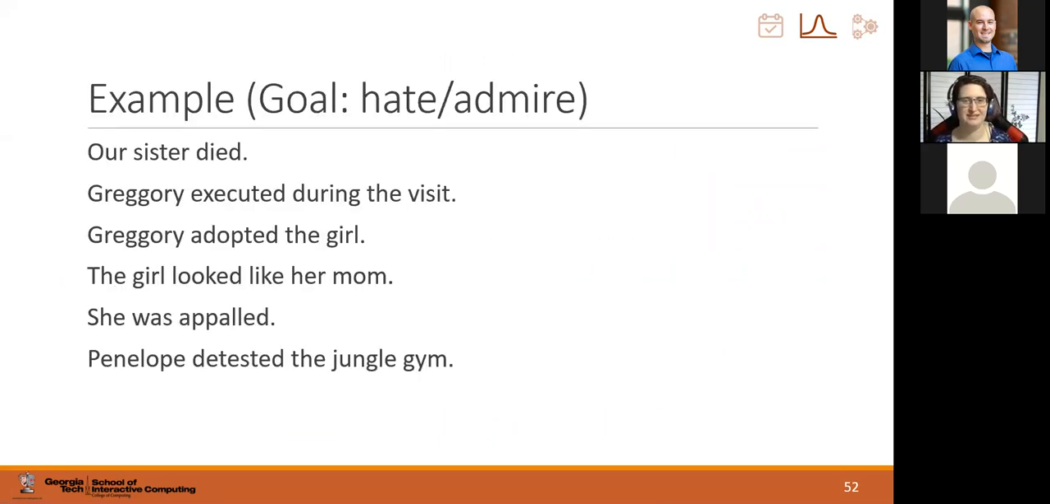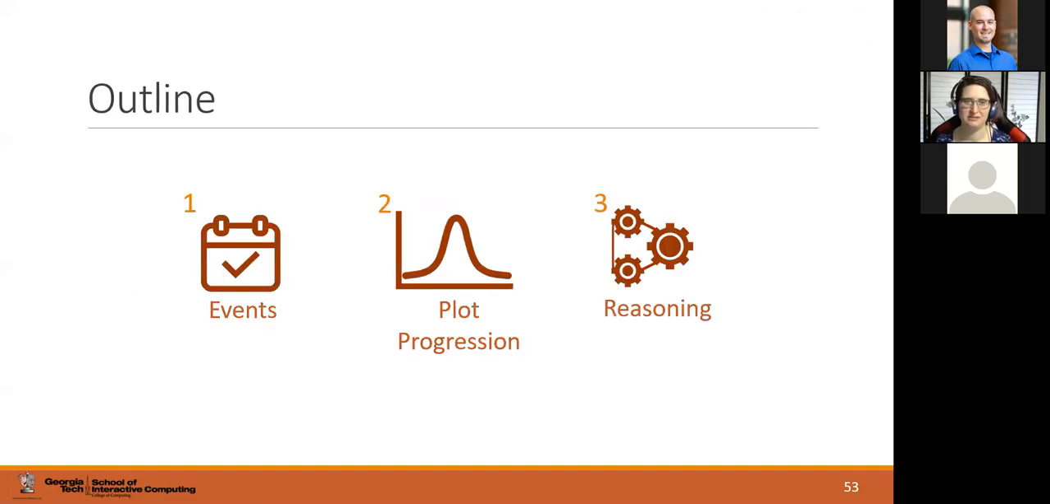Here is an example of the types of stories that came out of the system. Even though it reaches the goal of hate/admire, it's kind of just jumping to the end and doesn't completely make sense. It goes: our sister died, Gregory executed during the visit, Gregory adopted the girl looked like her mom, she was appalled, Penelope detested the jungle gym. So how do we make these stories more causally consistent?